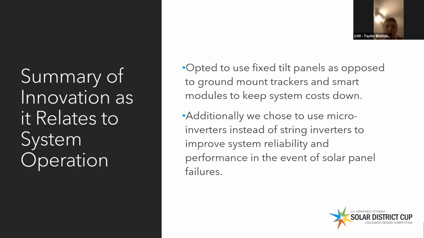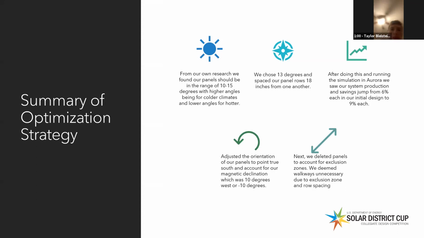And then system operation. As I mentioned before, we use fixed tilt panels as opposed to ground mount trackers and smart modules. This kept our system costs down, specifically our equipment costs. We also chose to use microinverters instead of string inverters because of the size of our system. I think we had over 4,000 panels in total. So if a couple of panels go down, it's better to use microinverters because the entire system performance isn't affected when you have panel failures, as it would be with string inverters.